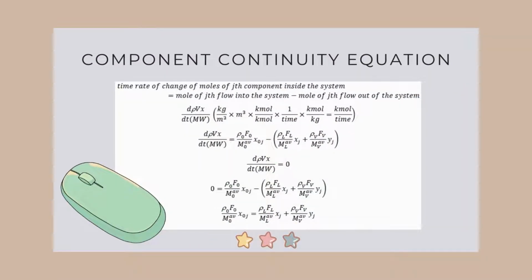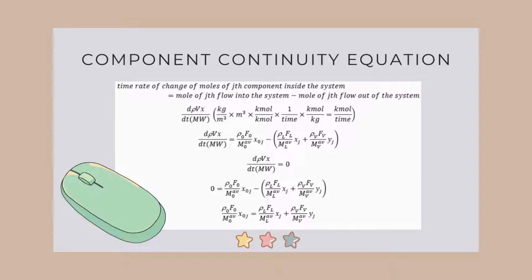We are proceeding with the component continuity equation, which is CCE. The general equation for CCE, as you can see in the slide, is that the time rate of change of moles of component j inside the system is equal to moles of j flowing into the system minus the moles of j flowing out of the system.